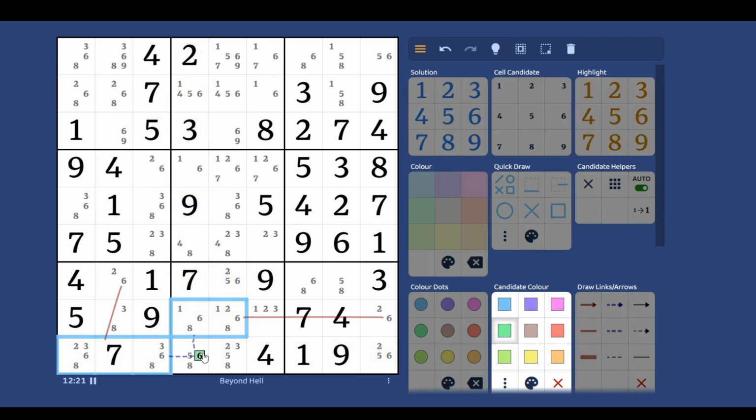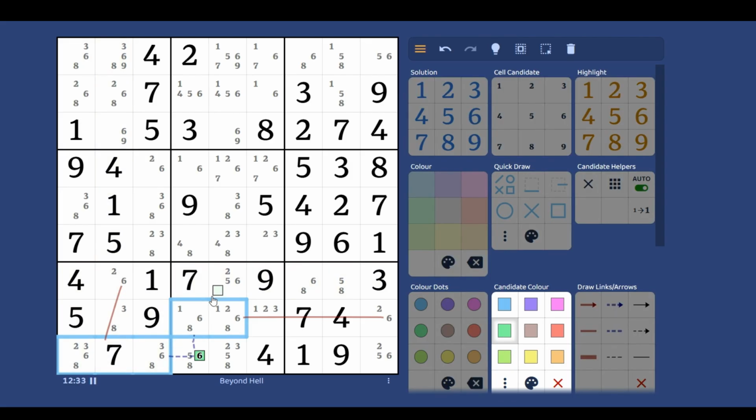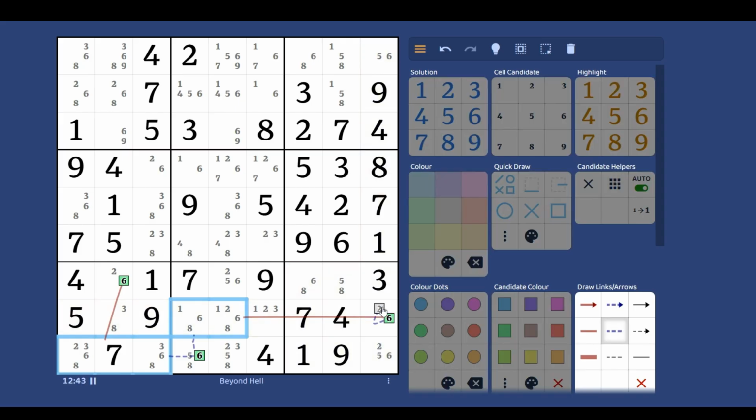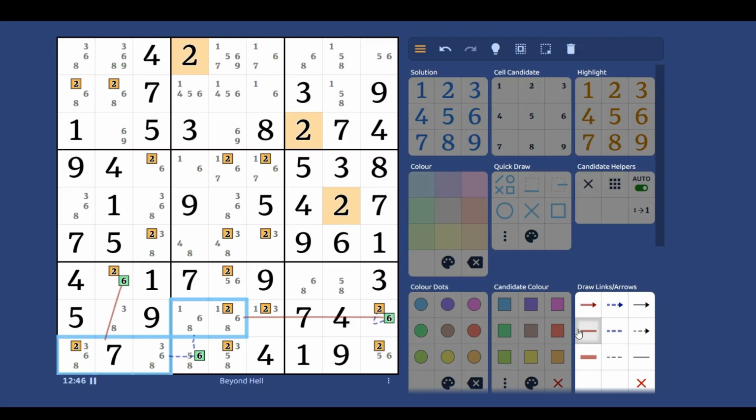So let's go ahead and mark that. Well, we would know both of these groups would have to be false because of the weak link, and therefore that would make both of these strongly linked 6s true. Let's go ahead and take a look at this cell. We know this 6 is weakly linked to this 2, but this 2 is strongly linked to this other 2, which is bilocal in the box.